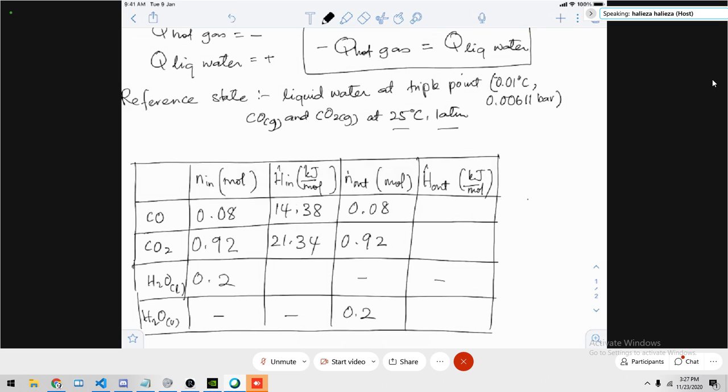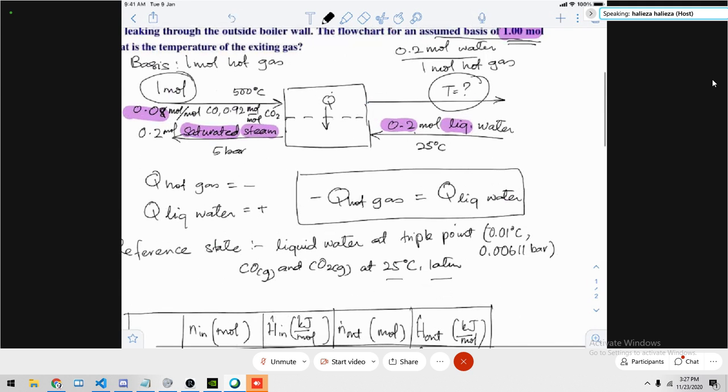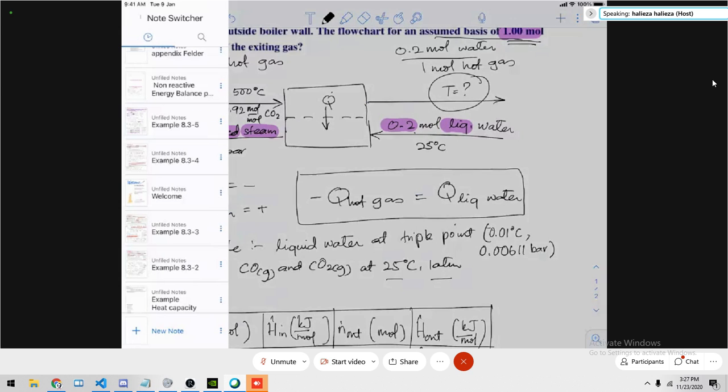What is the value for the outlet? You don't know, because you don't know the temperature. Let's give it a symbol, H1, H2. Even if you have the table, if you don't know the temperature you cannot get that value from the table. So from the steam table, you have a temperature of 25 degrees C. We're going to look up 25 degrees C for water.